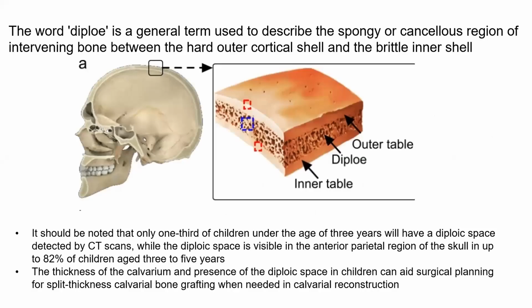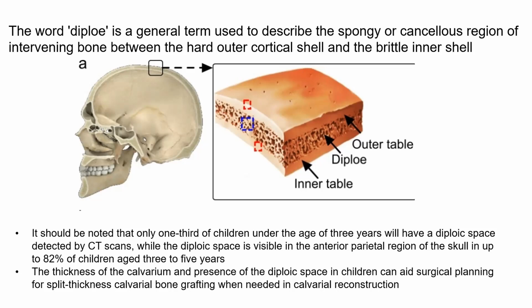So here I want to tell you about the diploe. You can see the skull bones with the diploe, the outer table and the inner table, and in between is the diploe, a term used to describe the spongy or cancellous region intervening between the hard outer cortical shell and the brittle inner shell. It should be noted that only one-third of children under the age of 3 years will have a diploic space detected by CT scans, while the diploic space is visible in the anterior parietal region of the skull in up to 82% of children aged 3 to 5 years.